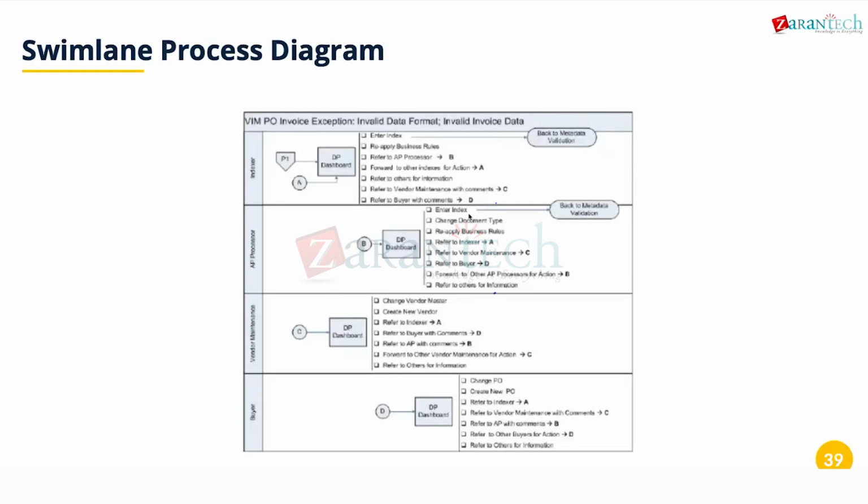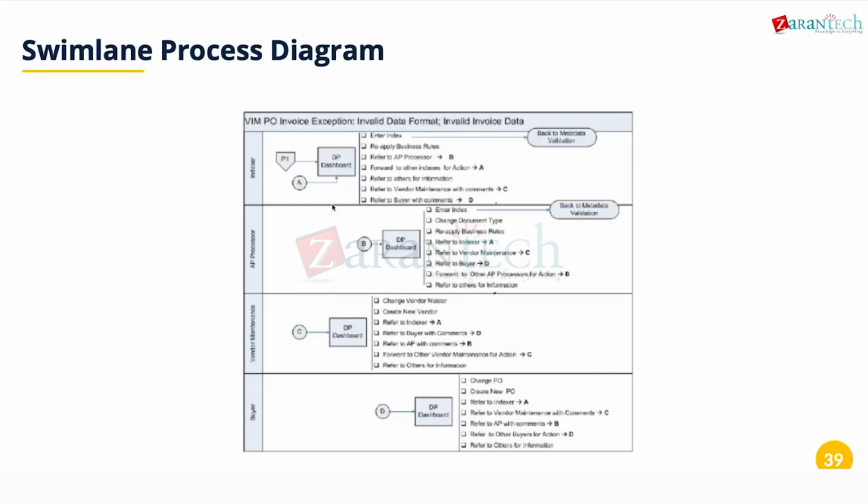In the AP processor, he can do any one of these things. He can verify the data and refer back to the indexer, who will see the same data, or he can send it again to a different set of users. Either he can send to vendor maintenance, or refer to buyer, or forward to another AP processor for action. Or you can refer to others. That is a generic button where you can send to anyone in your organization who has VIM access or SAP access, who are not part of any of these 4 roles.